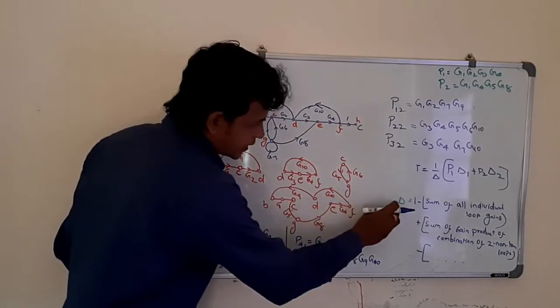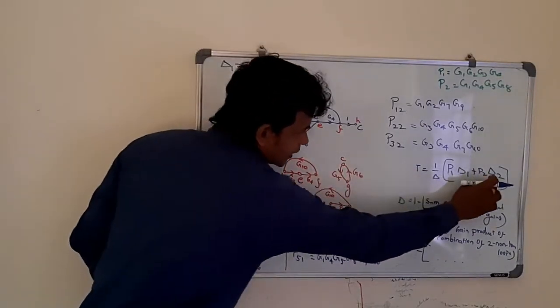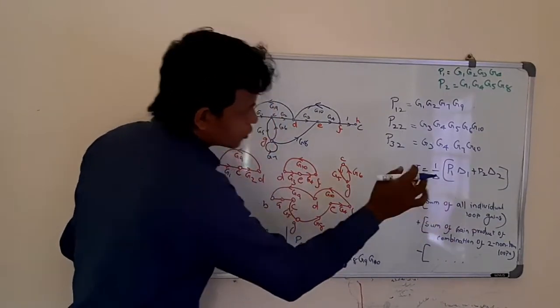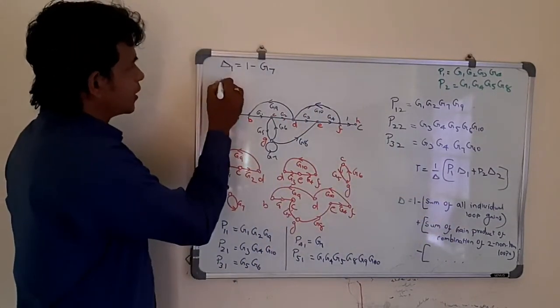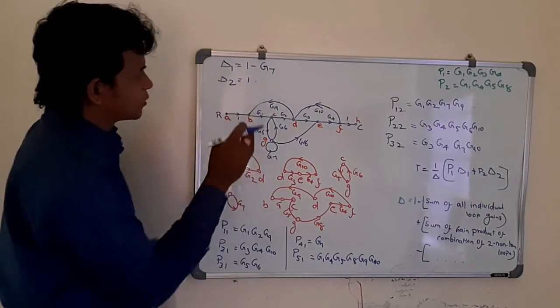So substituting here, finding del 2 for forward path 2, I have got 1 minus 0. So del 2 is 1. Del 2 is equal to 1 minus 0, so that is 1.